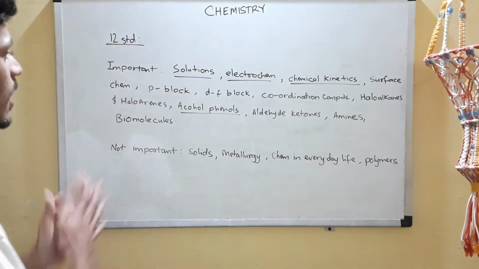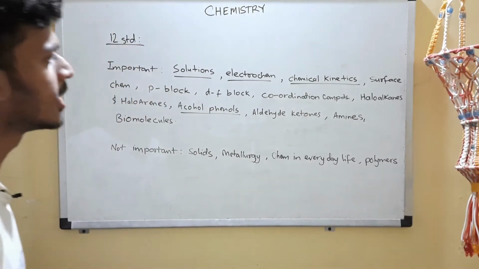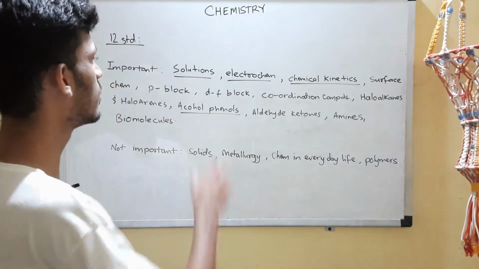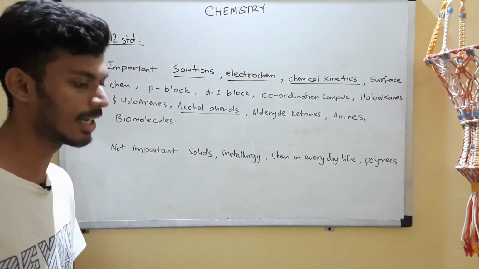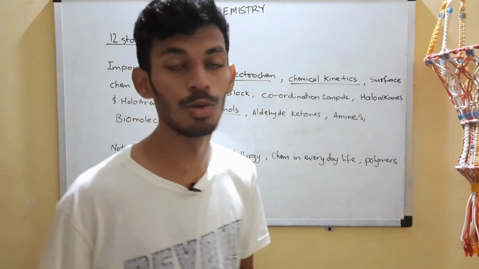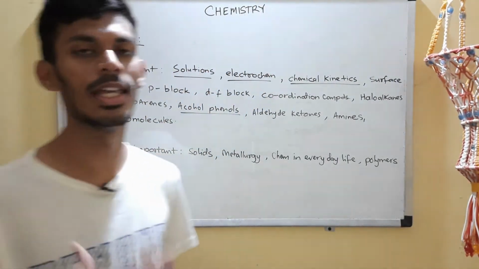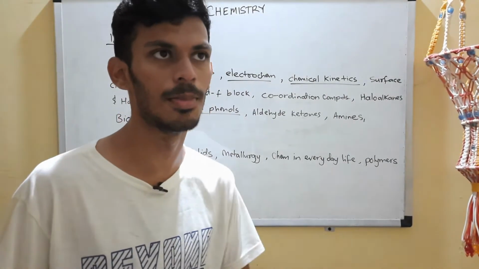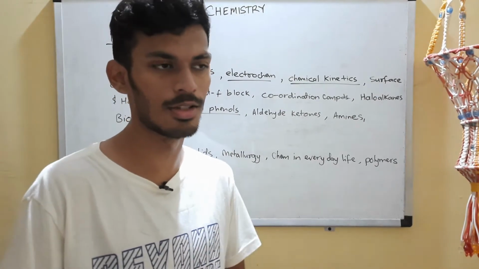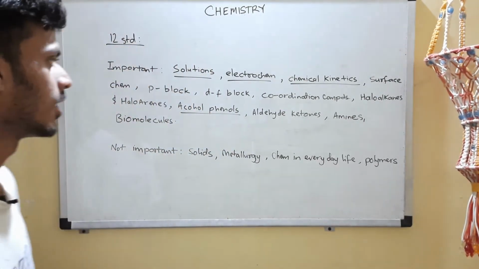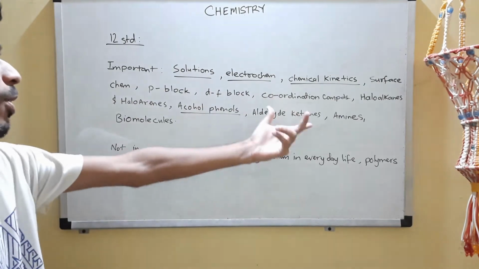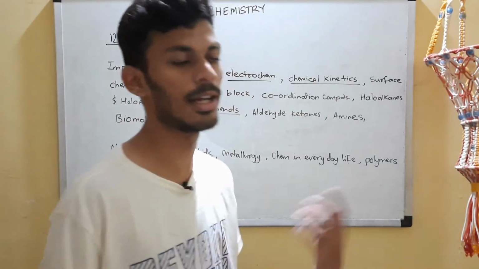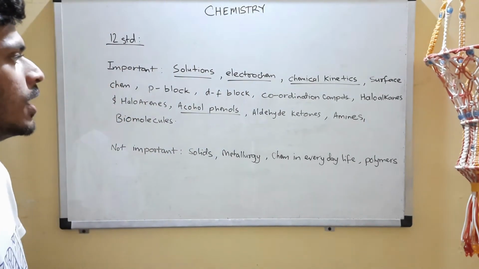So let's come to category 1, which is important. Here you will see that most of the physical chemistry chapters are very important. Solutions, electrochemistry, chemical kinetics, you can expect 2 to 3 questions each from these topics in every BITSAT paper that you see. Surface chemistry, not really that important, but you can expect at most 2 questions or maybe 0 in certain cases. Then we have P block, D and F block, and coordination compounds, again important topics, and you can expect 2 to 3 questions from each of these topics.